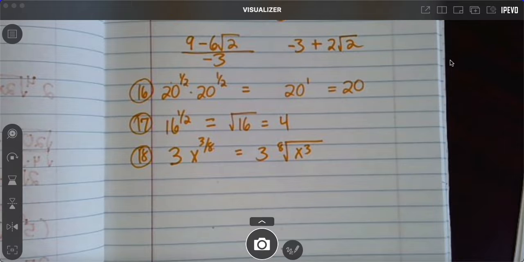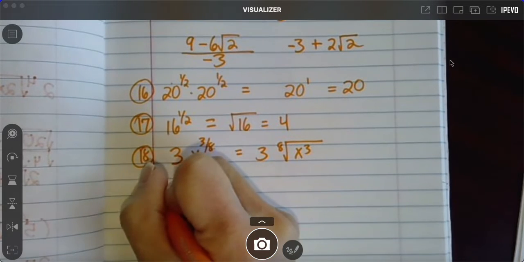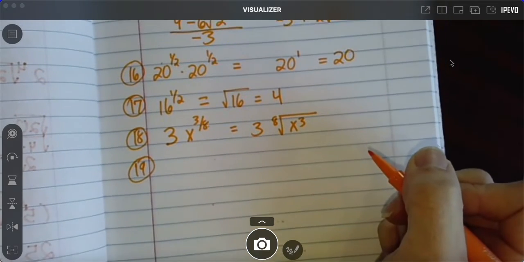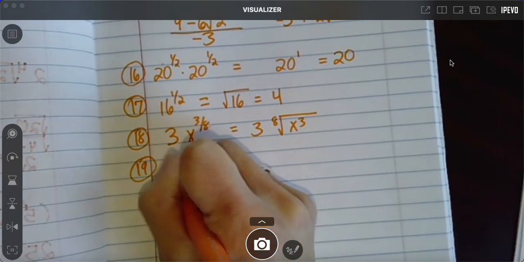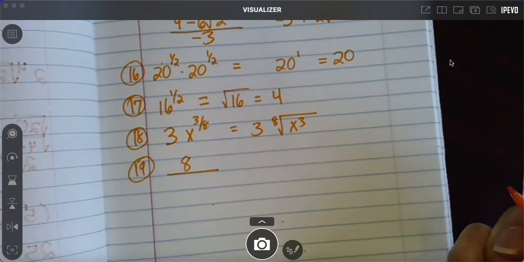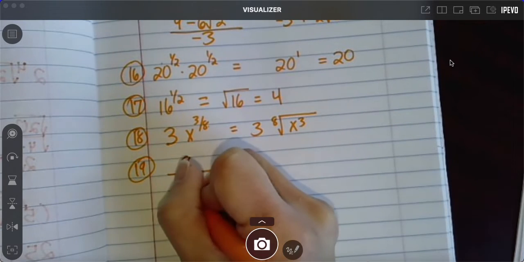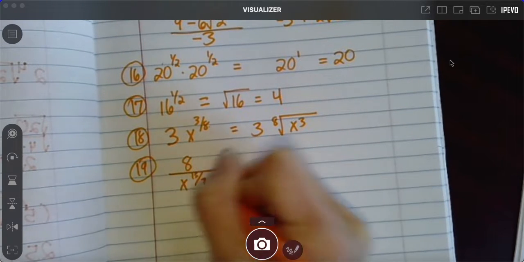Now 19. Yeah, I got 19 wrong. Number 19, let's see. Write the radical expression in exponential form. I don't see this one on there, but I'm going to go over it. I said it was B, but it's obviously not B. Let's see. I have 8, and then in my denominator, I have x to the 15 over 7.